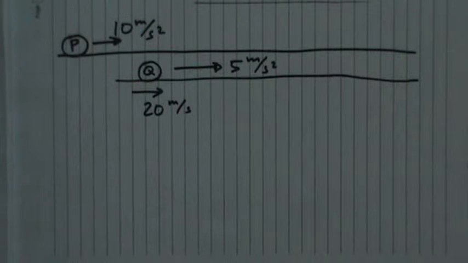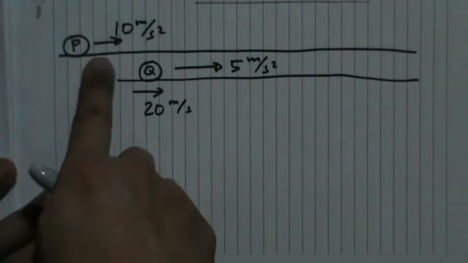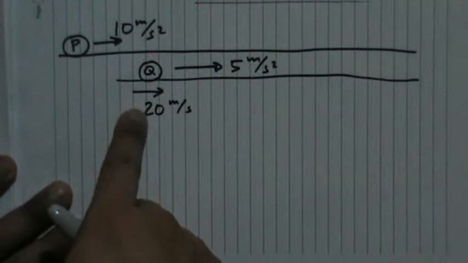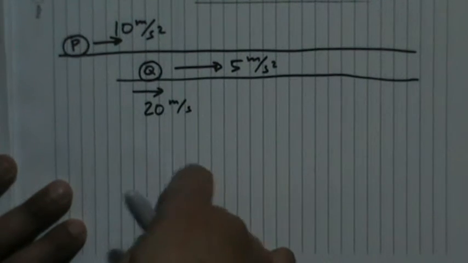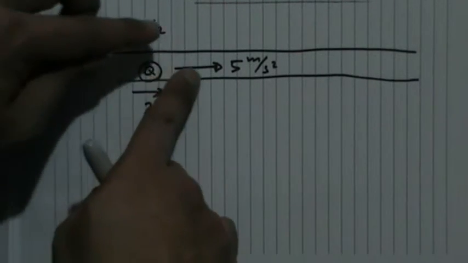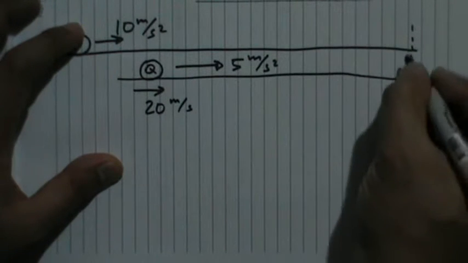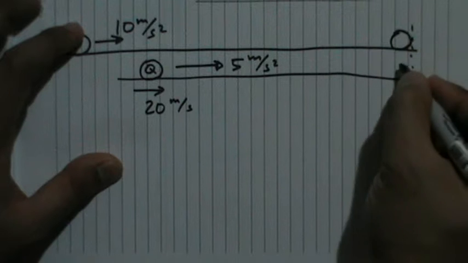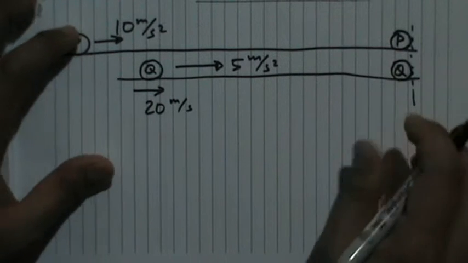Let us now discuss the second problem. So we have two cars here, P and Q, and they are moving in the same direction. And P starts from rest and it accelerates 10 meters per second square, but Q has an initial speed 20 meters per second and it accelerates 5 meters per second square. So at the end, P will catch Q at a certain point. Let's say this is the place where P catches Q.